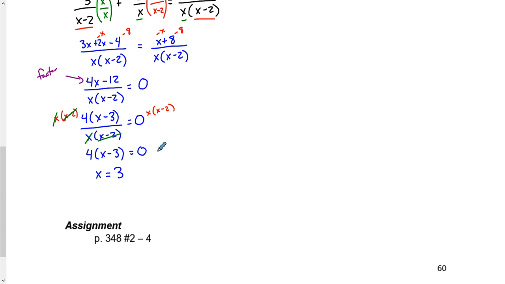Because I'm just adding the 3 to both sides. If you need to show the work for it, it's x subtract 3 equals 0. Add the 3. And that's how we get it. So we only have one answer.